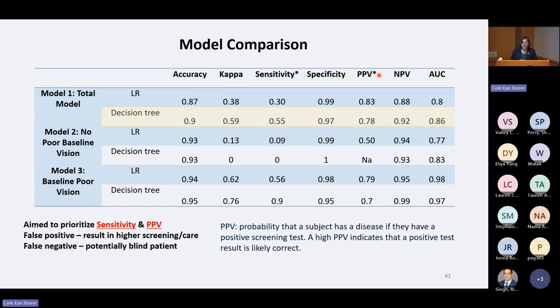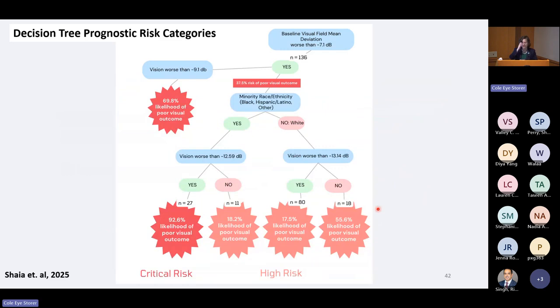And so that led us to our model 1 decision tree, and our model 3 decision tree appeared to perform the best, especially when we look at model 3, we see we have a high sensitivity and a high positive predictive value here. And so this led us to our decision tree. And so right now we're just looking at half of it. This decision tree was able to help us create prognostic risk factor groups where we identified critical risk groups, high risk groups, medium and low risk groups.